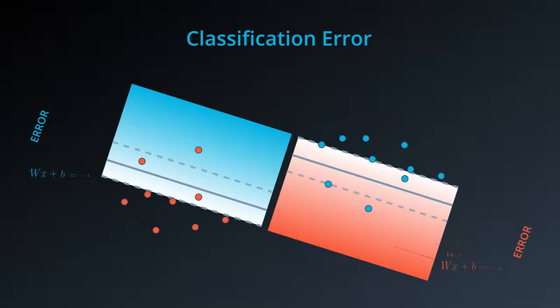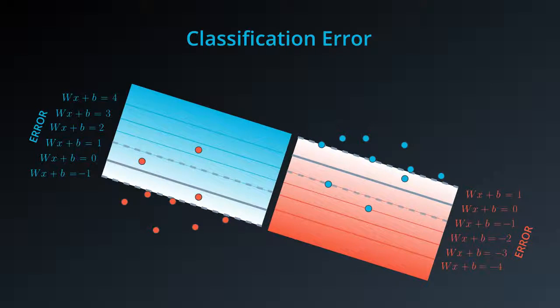We look at the values of wx + b. So in the main line, the value of wx + b is equal to 0. And as we go up, it's going to be 1, 2, 3, 4, etc. And as we go down, it's going to be -1, -2, -3, etc. So in order to build the error, we just take the absolute value of this and translate it by 1.